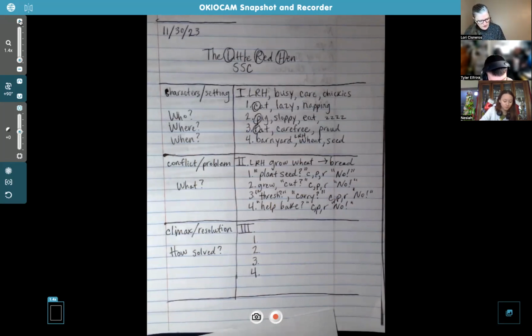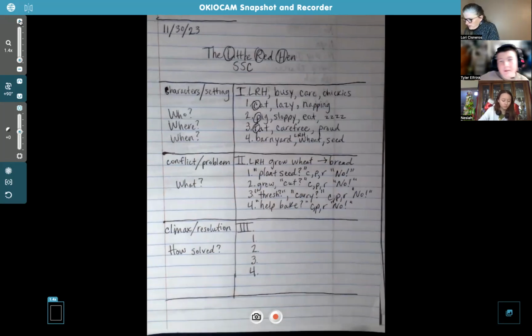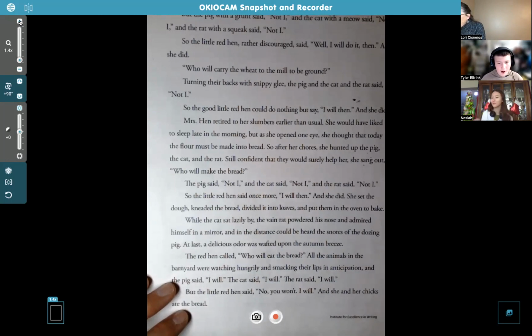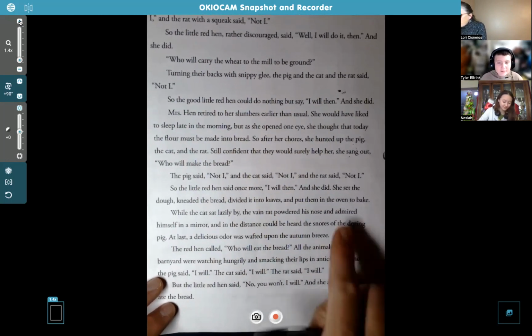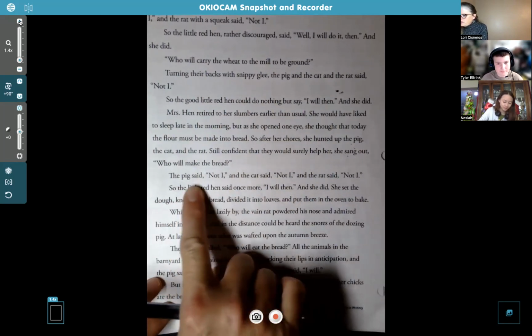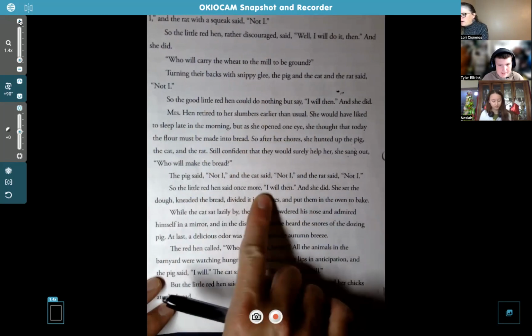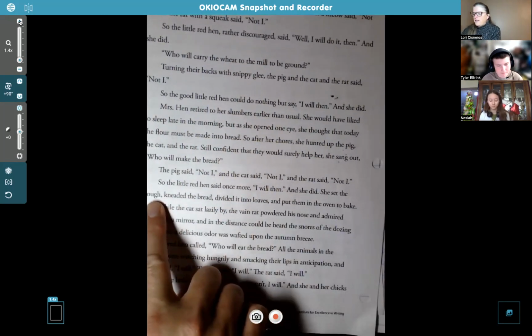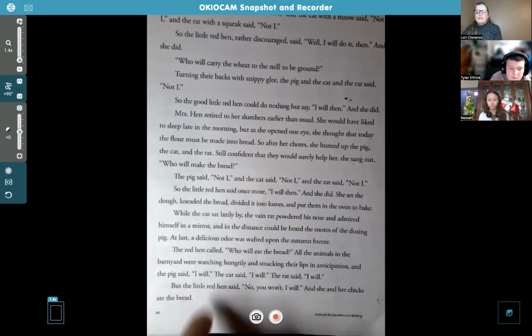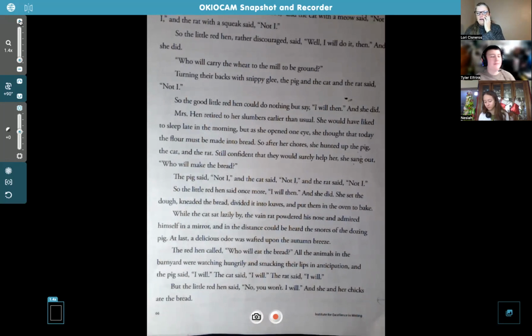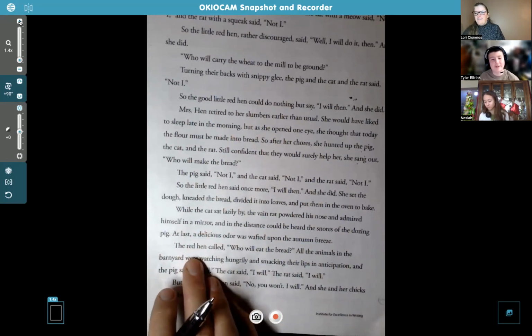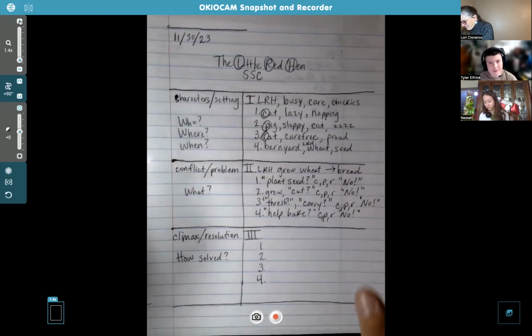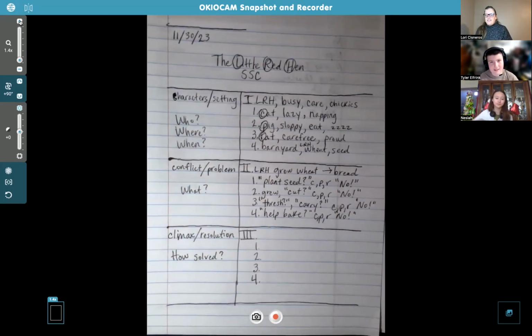Good. So now we left off, nobody even wants to help her make it. So she starts making it, right? And when she starts making it, there's a process to making bread. Right here, everybody says, "not I, not I, not I," and then she says, okay, I will then. And she did. So this is the part, the process. What does she do to get the bread ready for the oven? I've made bread many times, and I know you have to set it, and then you have to knead it. Yes, you have to let it sit and rise, right? There's a big process.